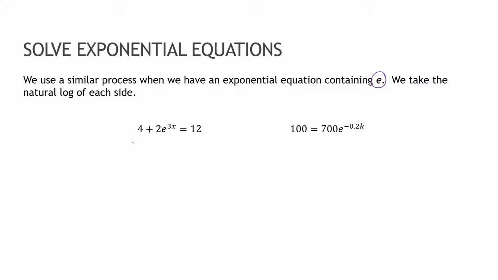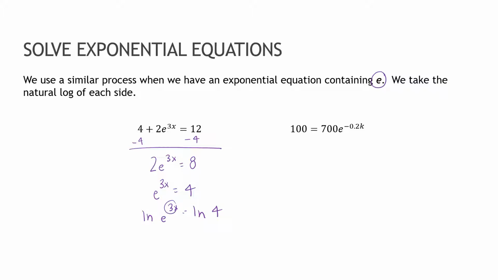So here I would subtract 4 from each side and get 2e to the 3x equals 8. And again, I still don't have e by itself, so I would divide by 2. E to the 3x equals 4. And from here is where I would take natural log of e to the 3x equals natural log of 4. So again, see how it's the same process, I'm just using natural log.